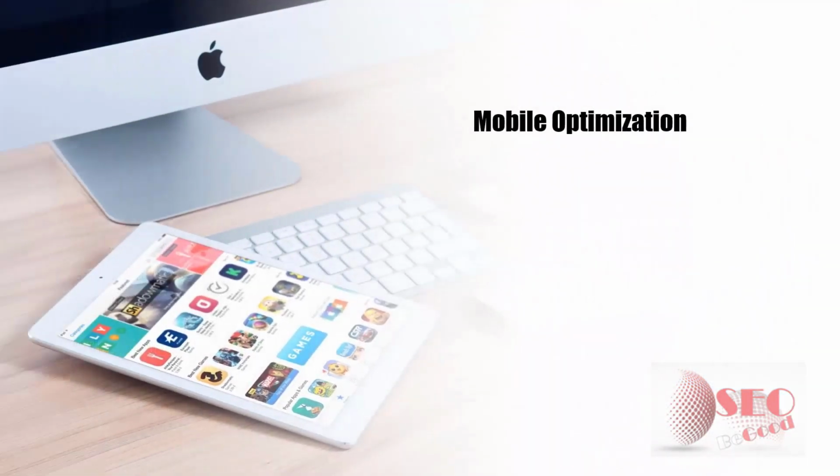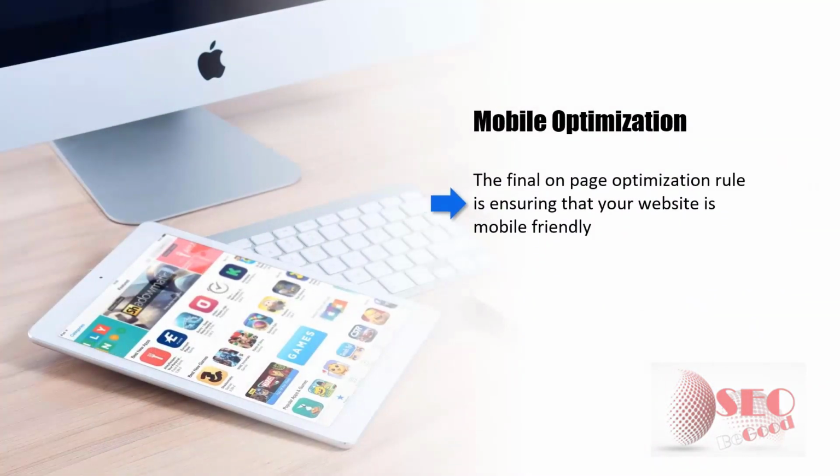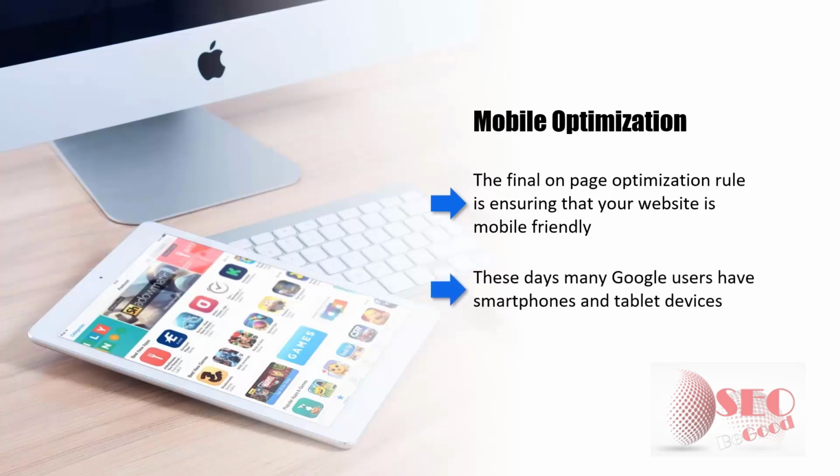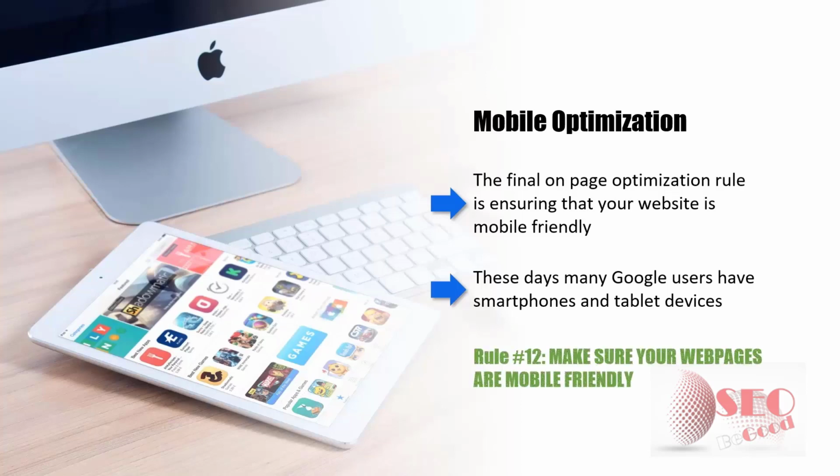Mobile optimization. The final on-page optimization rule is ensuring that your website is mobile-friendly. Google expects all websites to be mobile-friendly, and any that are not will have little chance of achieving high rankings. These days, many Google users have smartphones and tablet devices. If your website is not optimized for these devices, then they will have a poor experience, which reflects badly on Google. Most modern WordPress themes are fully responsive, which means they look good on a computer, smartphone, or tablet. So the 12th on-page optimization rule is make sure your web pages are mobile-friendly.